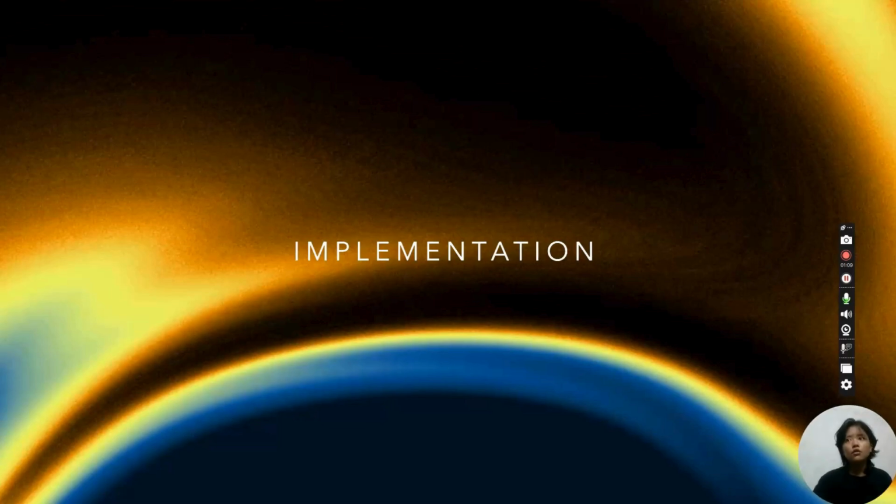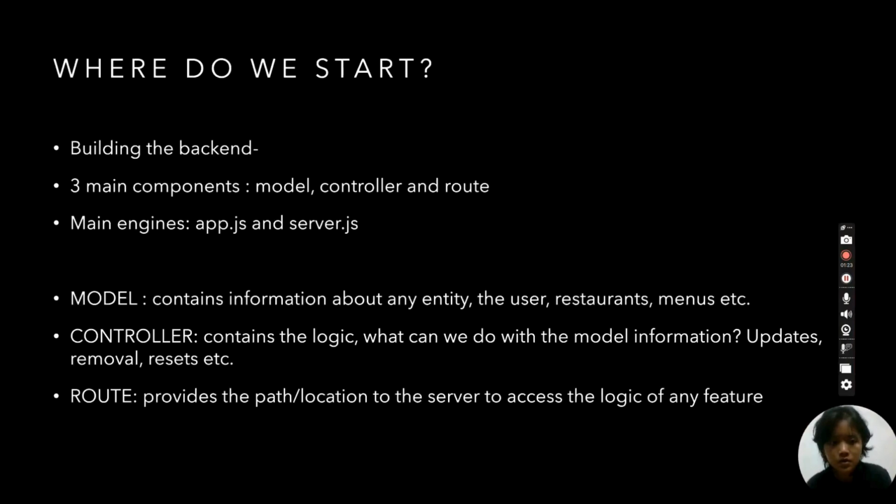Now that is all of full stack development and the MERN stack, what our website will look like, the concept of it, the structure. But how are we going to actually implement it, actually perform the logic? So where do we start? As guided to us by Richa ma'am of WSA, we first started with building the backend. Three main components are recurrent in every single pattern: model, controller, and route. And then we have the main engines, the app.js and server.js.